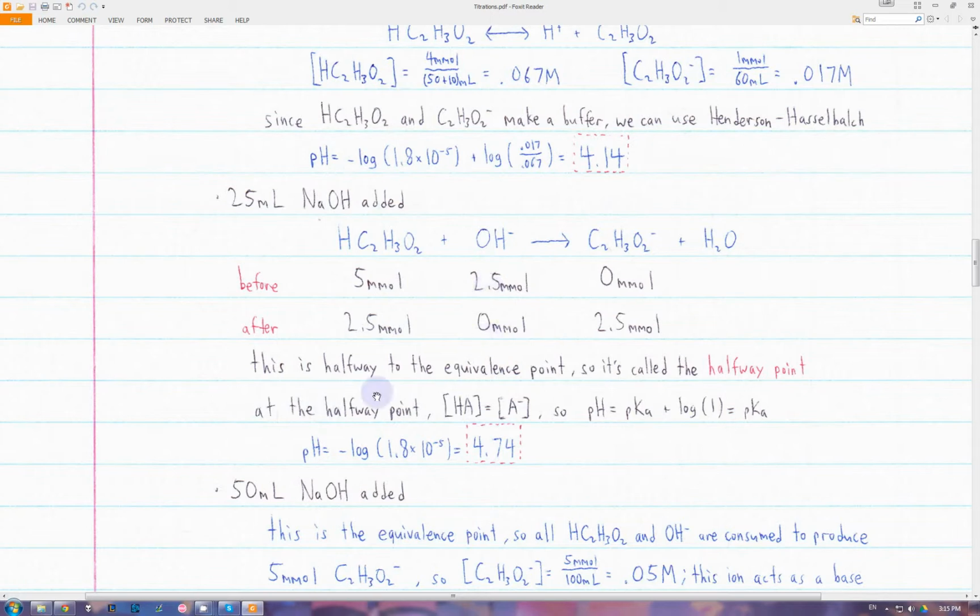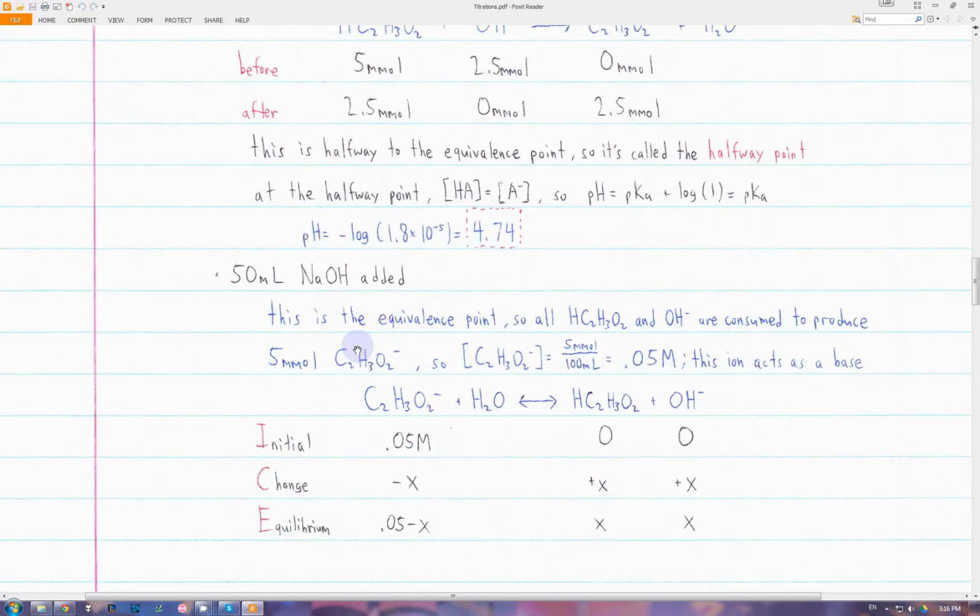So at the halfway point, as you can see, the concentrations of the weak acid and its conjugate base are equal. So this ratio is going to be 1. And from the Henderson-Hasselbalch equation, we see that the pH will be the pKa plus the log of 1. And since the log of 1 is 0, the pH always equals the pKa of the weak acid at the halfway point. So the pH will just be the negative log of 1.8 times 10 to the negative fifth, which is the Ka for acetic acid.